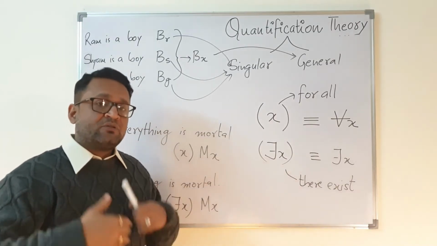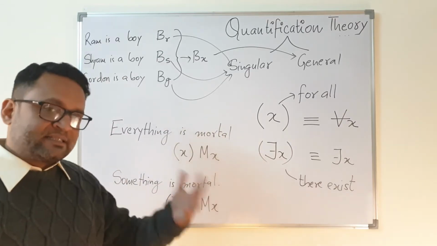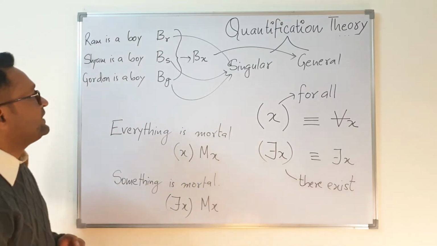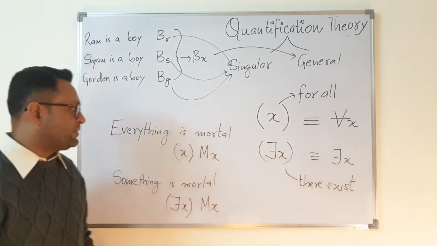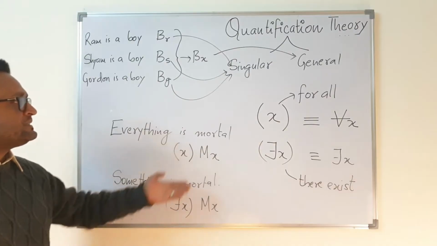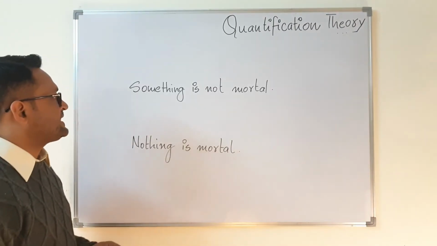But then slowly you try to pick up the trail we are following, how we are moving from singular propositions to more general propositions. And these are basically the symbolizations for these kinds of propositions. Let us take a couple more examples.